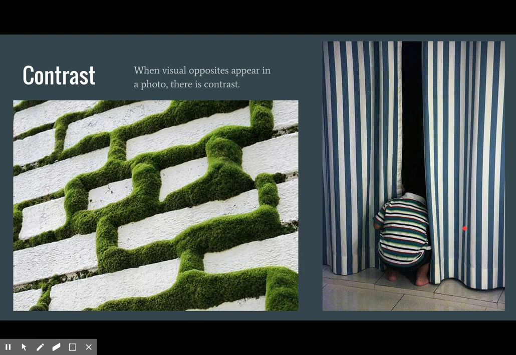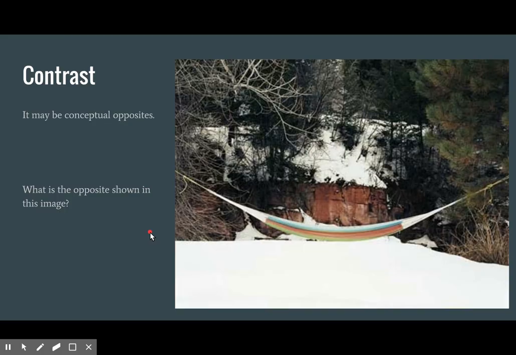Contrast is the last principle that we're going to talk about today. And that's when you have opposites in terms of one of those things we've been talking about, such as line. So here we have horizontal and vertical line, changing the direction. Here we have two very different kinds of texture next to each other, two different kinds of visual opposites. You can have a conceptual opposite as well.